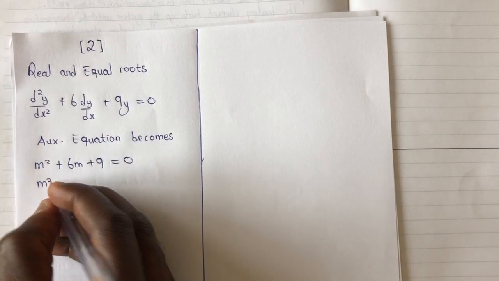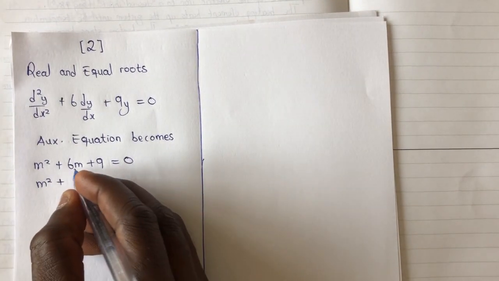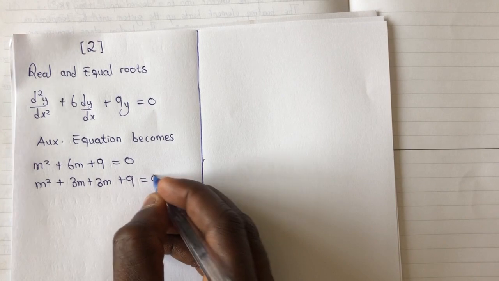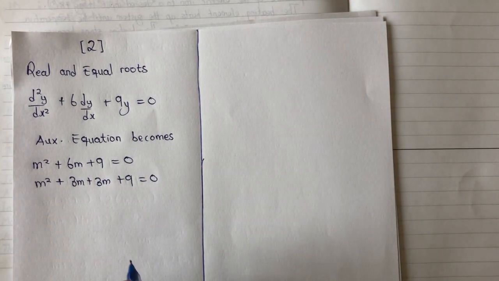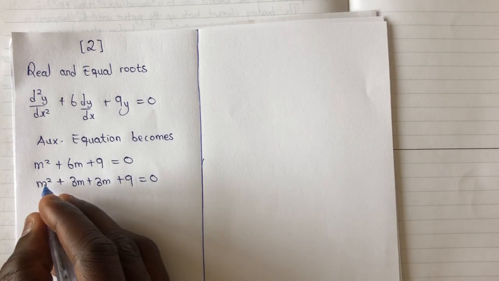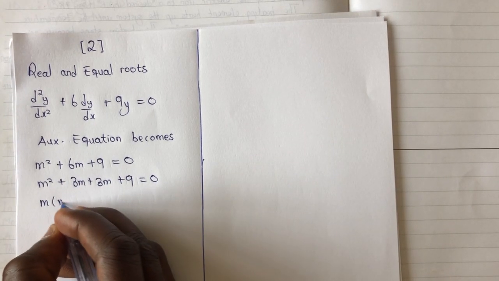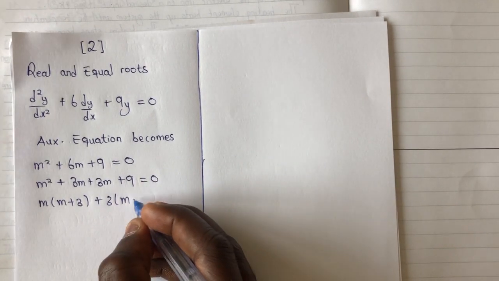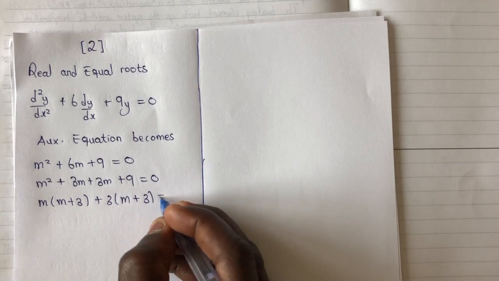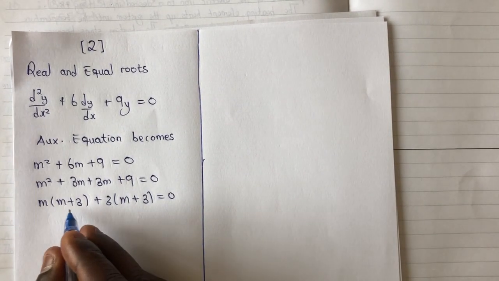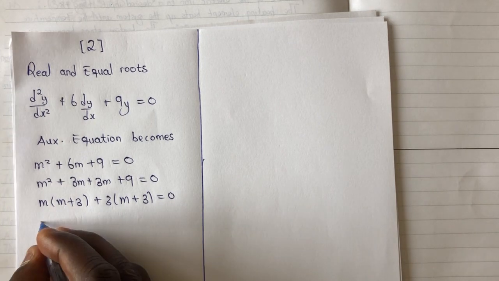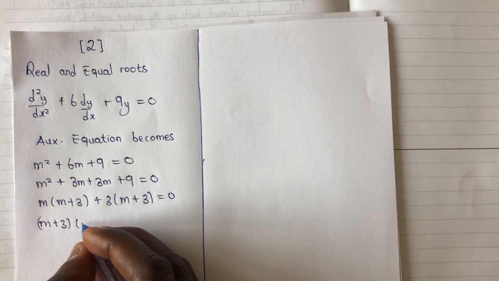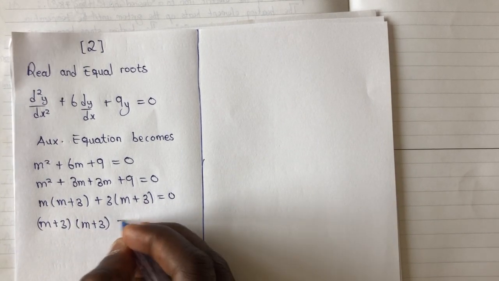So we have m squared plus 3m plus another 3m plus 9 equals 0. This plus this will give you 6m. So I will factorize m squared plus 3m. So m outside, m plus 3, plus this and 9, 3 outside, m plus 3 equals 0. So that this and this will be my solution. So m plus 3, then you pick any of the ones in the bracket, m plus 3 equals 0.